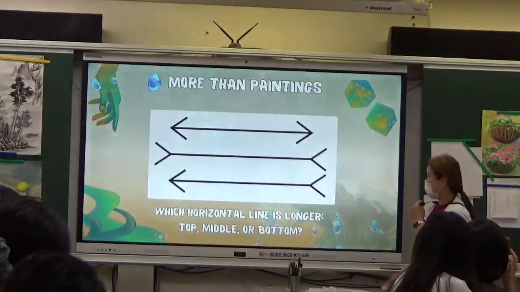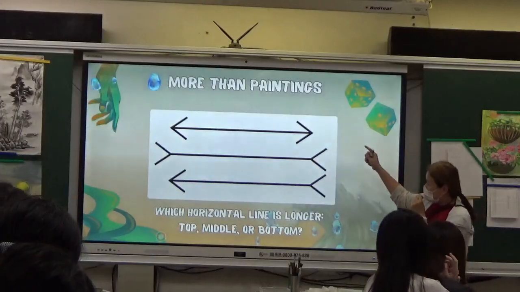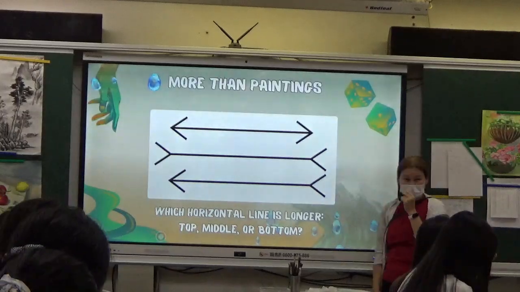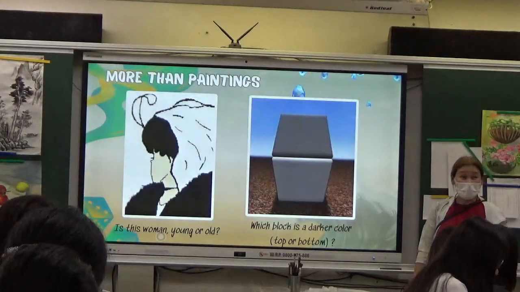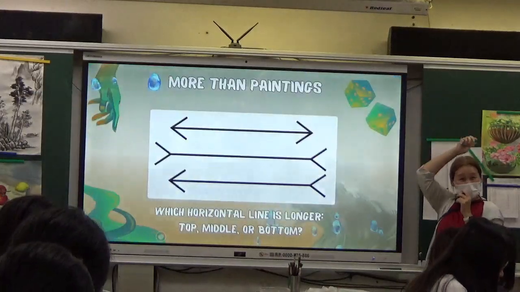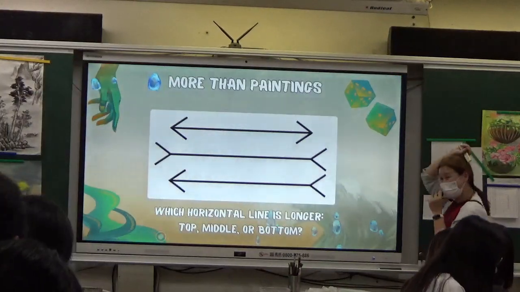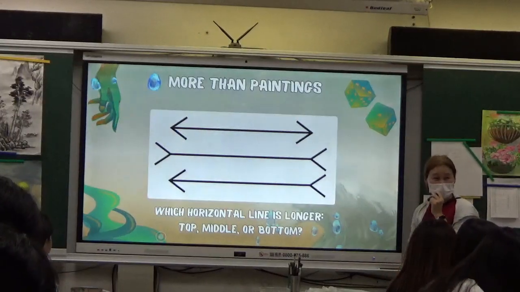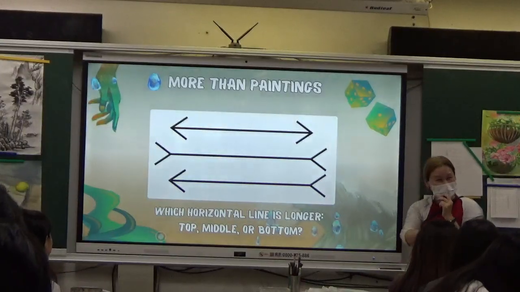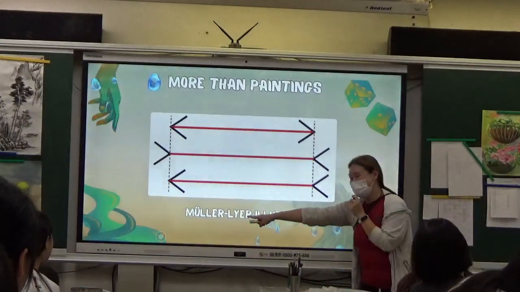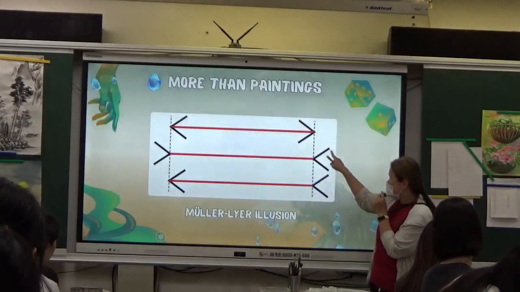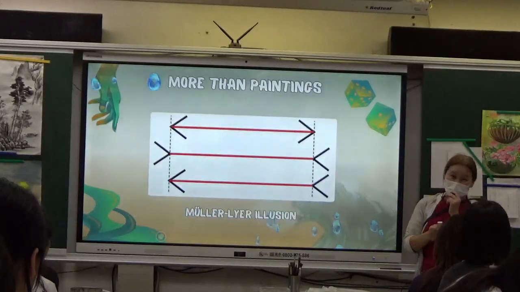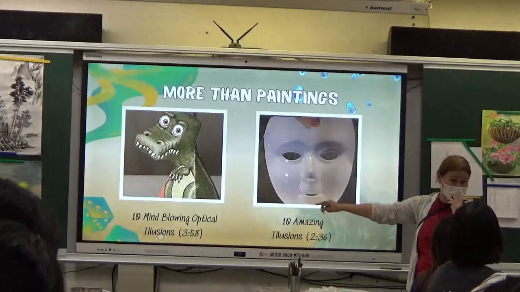How about this one? Which one is longer? The horizontal lines. Is it the top one, bottom, or the very bottom? Who says the top? How about the middle? How about the bottom? How about the same? Oh, you guys are all smart. It's the same, because it's called the Müller-Lyer illusion. Sometimes when you see this, you might think it's longer, but it's not. Okay. Good. Now, but it's more than a painting.